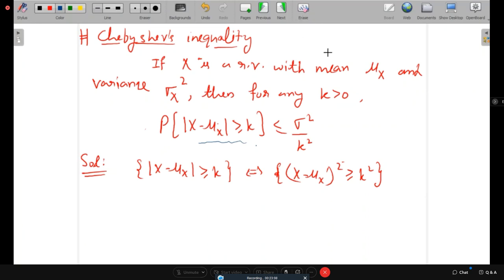Yeah. So what does this denote? Mod of x minus mu x. What you have learned in calculus? What is the absolute value? It's a distance between the mean point and the point which we are considering. And greater than equals to k. We are trying to limit it into some range from mu x minus k to mu x plus k. Are you sure? It's a greater than equals to, not less than equals to. So this distance is more than k, a positive number.